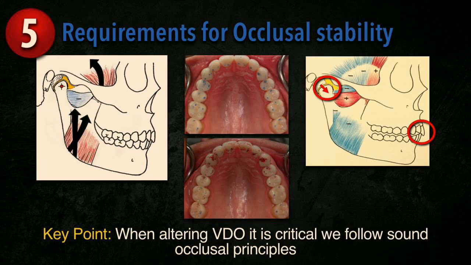The 5 requirements of occlusal stability are the tenets that we hang on to, and let's just say one of them is we have to make sure all the teeth touch evenly in centric relation. So if we open vertical, we can't just do it in one part of the mouth. You have to do it everywhere.